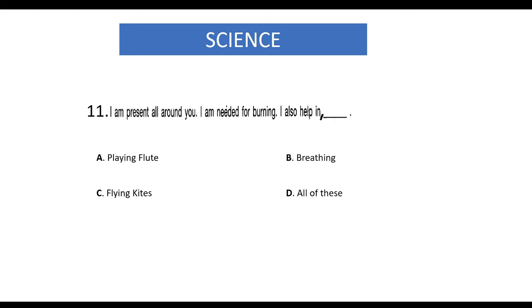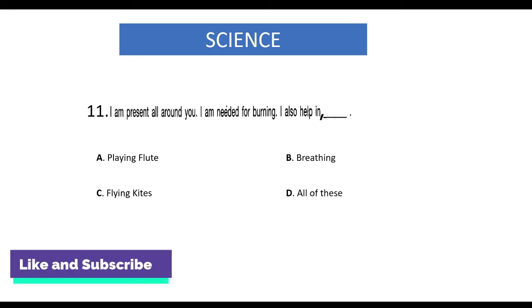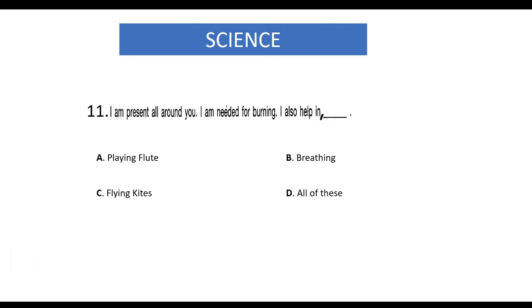Question 11. I am present all around you. I am needed for burning. I also help in flying kites. So it's a thing which is all around you and it is also needed for burning. So what would it be? And then you compare with the 4 options given: playing flute, flying kites, breathing, and all of these. So the right answer for this question is answer D, all of these.